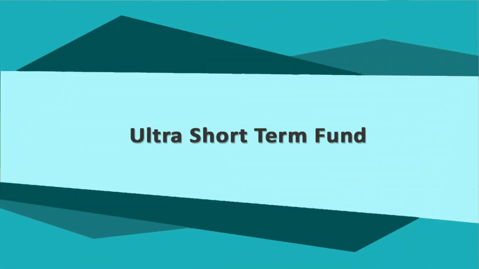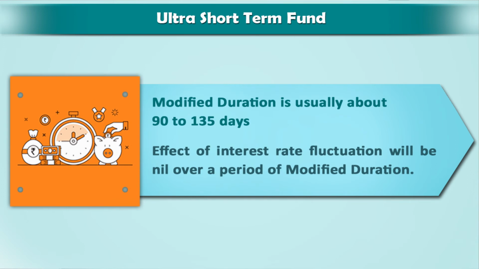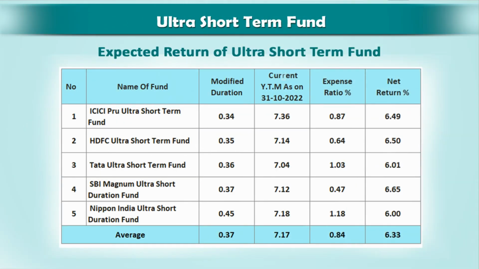Now let's discuss ultra short term funds. Modified duration of an ultra short term fund is usually about 90 to 135 days. That means if there is any change in interest rate, the mark-to-market effect on NAV will be minimal and will be nil over a period of modified duration, that is 90 to 135 days. On screen, you can see the expected return of some ultra short term funds. Considering the expense ratio, you can reasonably expect a return of 6.33% per annum.